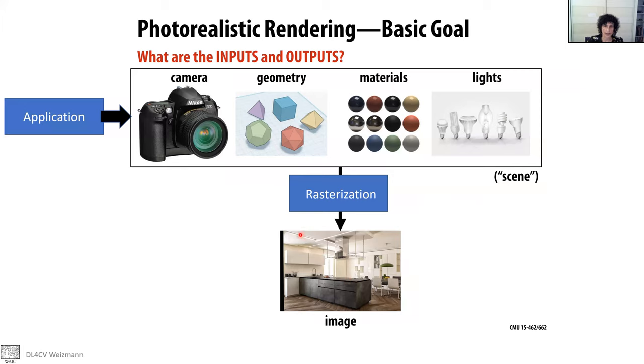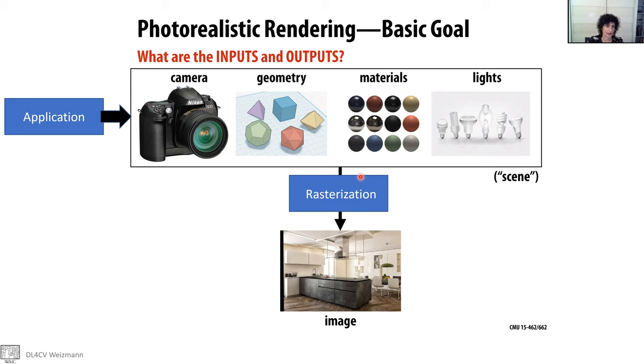Okay, the scene is defined by several ingredients: the camera, the viewing direction and other optic properties of the camera, the geometry, the materials of the objects in the scene, and the setting of the lights in the scene, okay? In general, the geometry is given by polygons, like what you see here, and the process of drawing polygons on the screen is called rasterization.